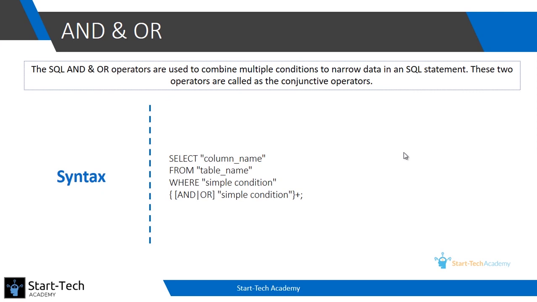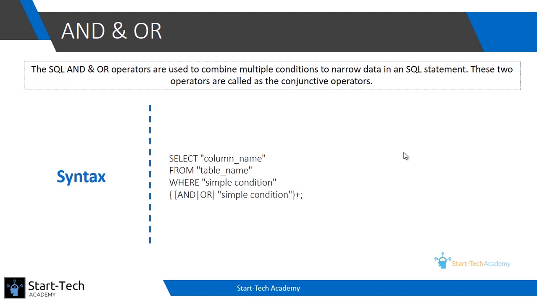Let us now look at how to retrieve data which is satisfying multiple conditions. Multiple conditions can be applied using the AND and OR operators. The AND operator is used when we want all of the conditions to be satisfied, whereas the OR operator will be used when we want to retrieve the data with any one of the conditions satisfied.